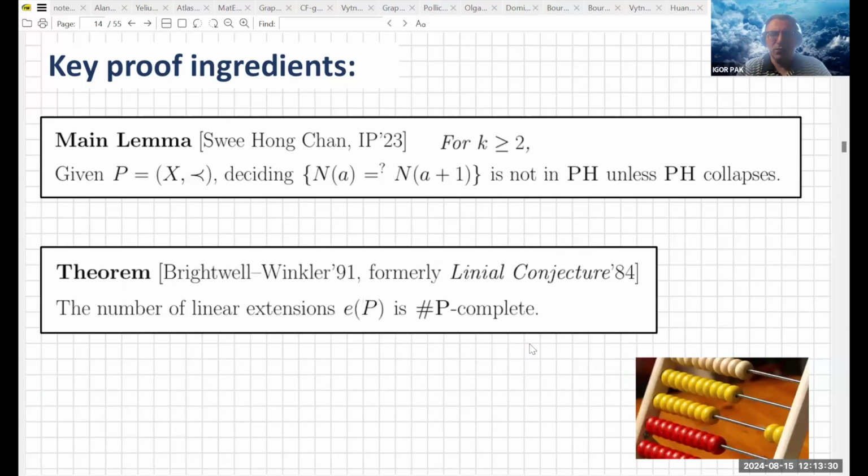Okay, so we also need some other tools, but among all the tools, we need the computational complexity result that the number of linear extensions is sharp P complete. So it's as hard as any other problem in the class sharp P, and that is a 30-year-old theorem by Brightwell and Winkler.